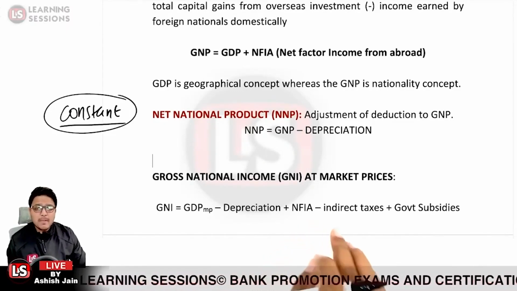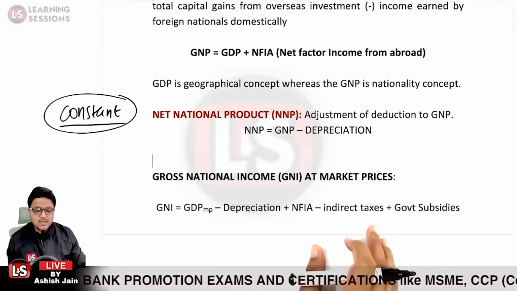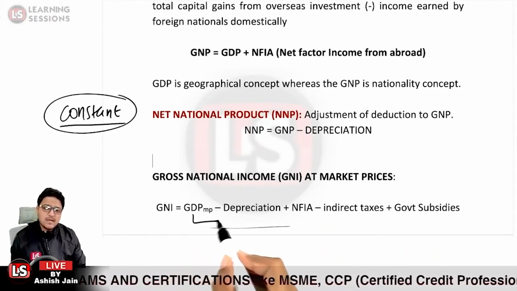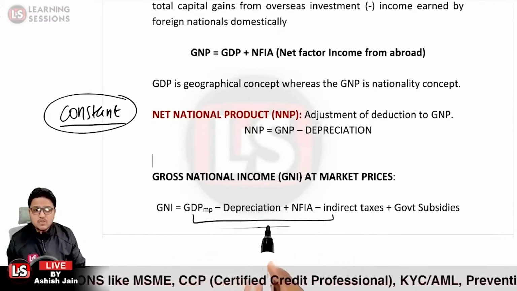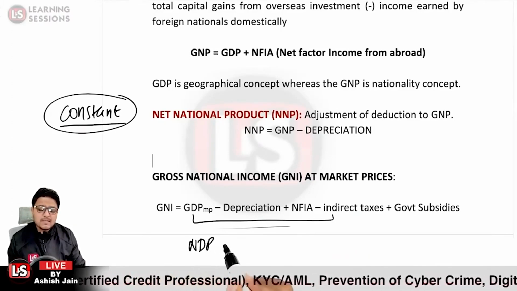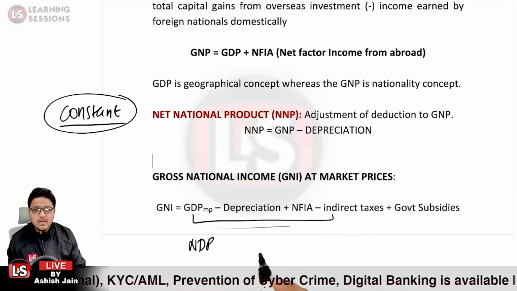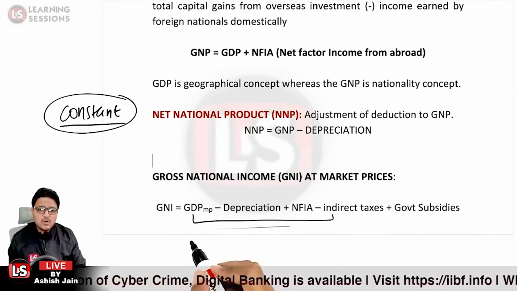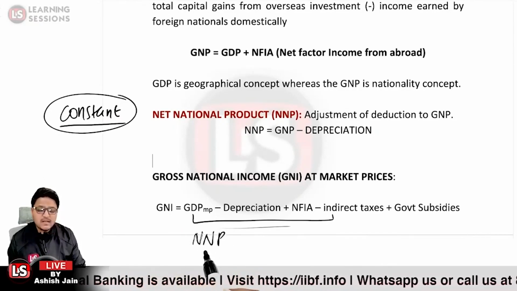Okay, and further minus the indirect taxes and plus the government subsidies. If I look at this formula, what does it basically relate to? If I subtract the depreciation from the GDP, it is the NDP at market prices, and plus NFIA, what does it indicate? It is basically indicating the NNP. This is equal to NNP, that is net national product.